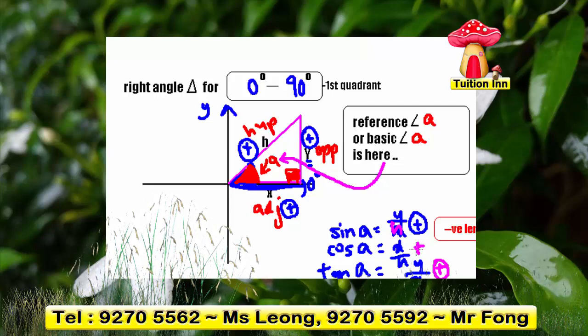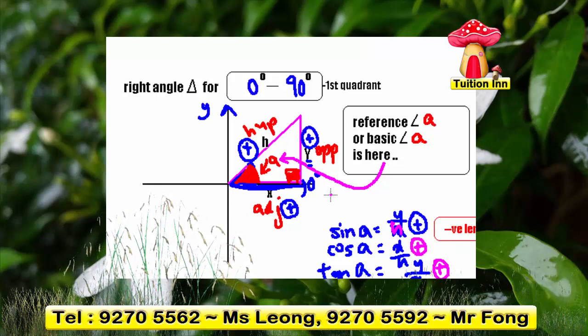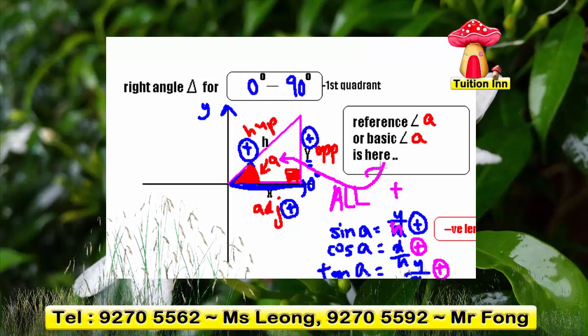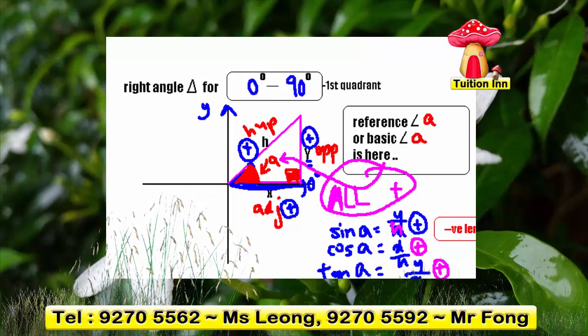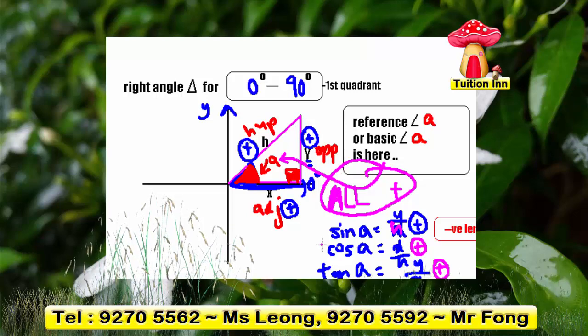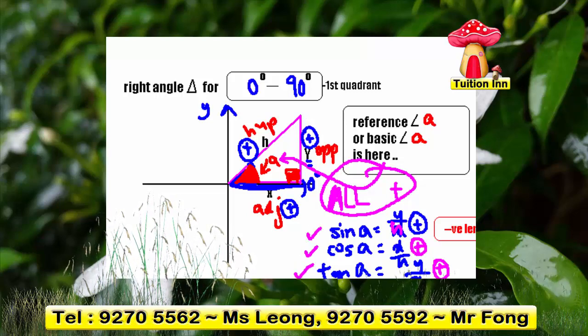So everybody is positive. We remember it as all angles positive, okay? All positive, like that. Later on, we'll be adding this into a phrase to help us remember. So remember, any angle from 0 to 90, all trigo ratios, whether sine, cosine, or tangent, are all positive values.